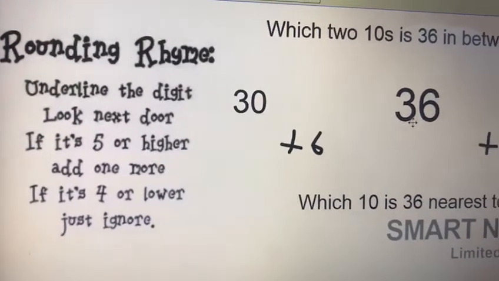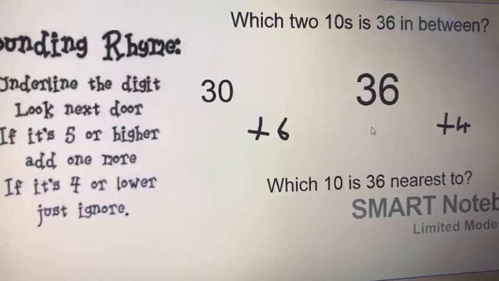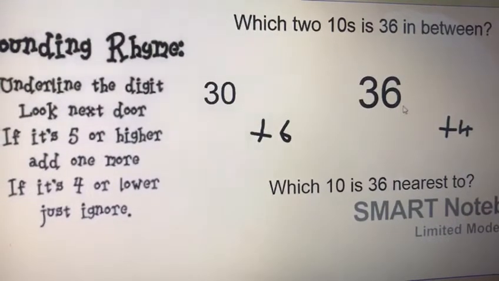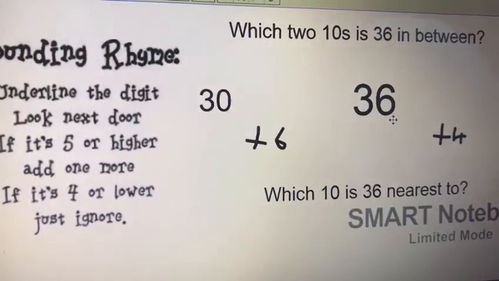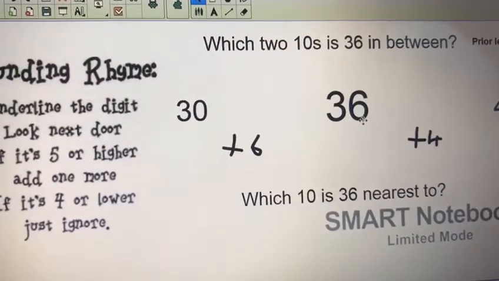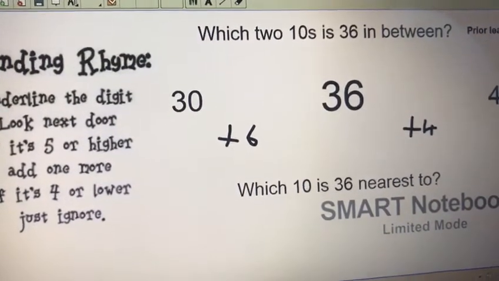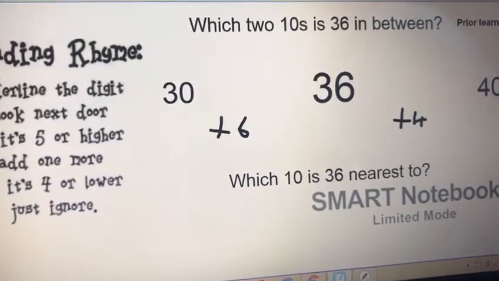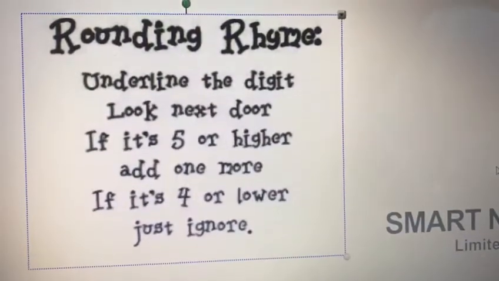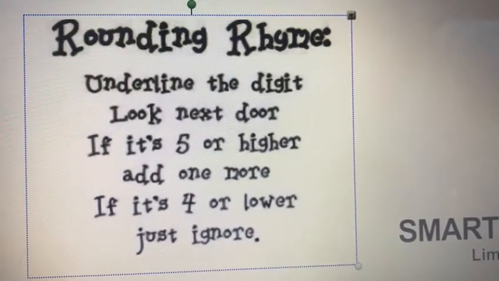So for 36, which number over here represents the tens? It is 3, 30. Let's look next door to the right. 6. So 6 is 5 or higher, so we will be rounding up. And that's how we got 40. Well done. Now you can look at the rhyme over here again and read it to yourselves. Pause the video and read it.